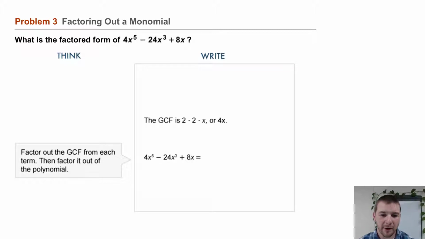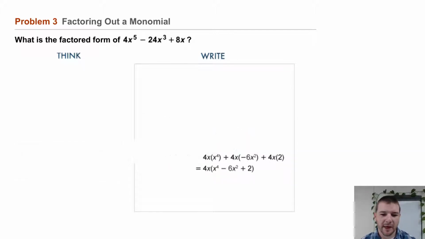So we rewrite our original expression, 4x to the fifth minus 24x cubed plus 8x, as 4x times x to the fourth. Note that's just the factored form of 4x to the fifth, plus 4x times negative 6x squared, the factored form of our second term, plus 4x times 2, the factored form of 8x.